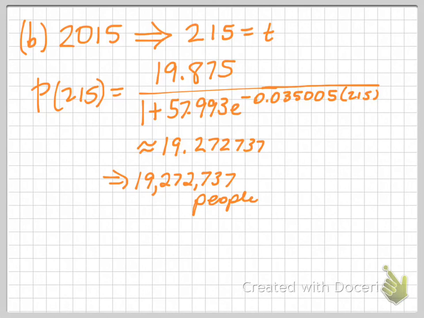And then part C asks us, what is the maximum sustainable population? And that is the same thing as the carrying capacity, which is the numerator in the logistic function. So that is simply 19.875 million. So we would write that as 19,875,000 people. And that is our answer to C and the end of this video.